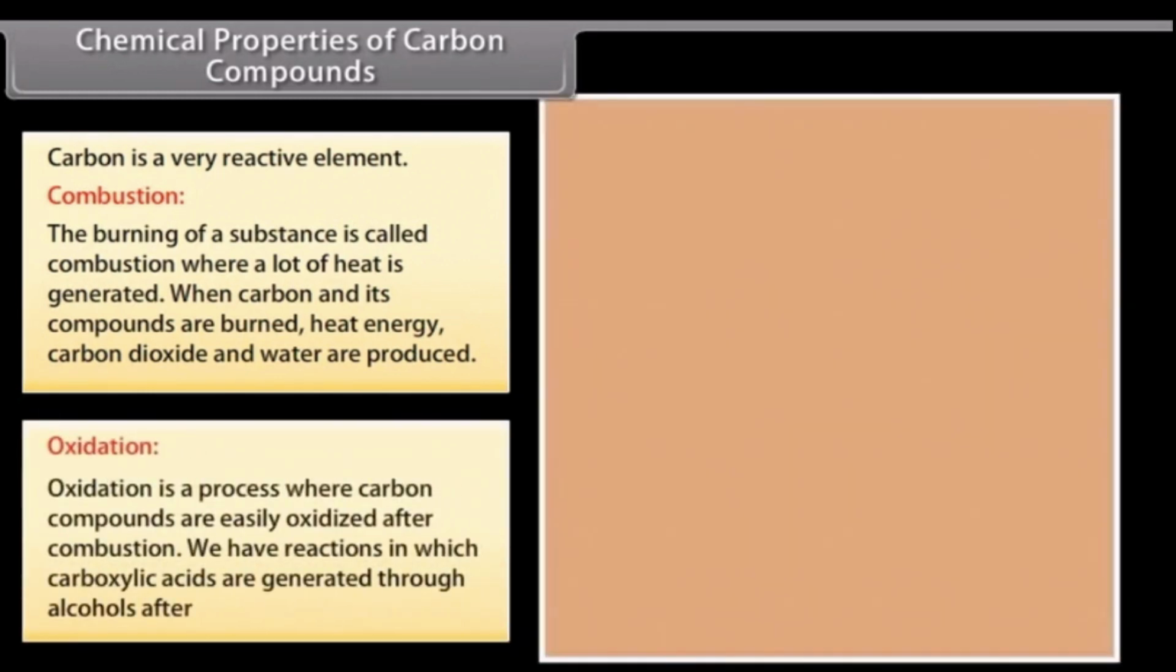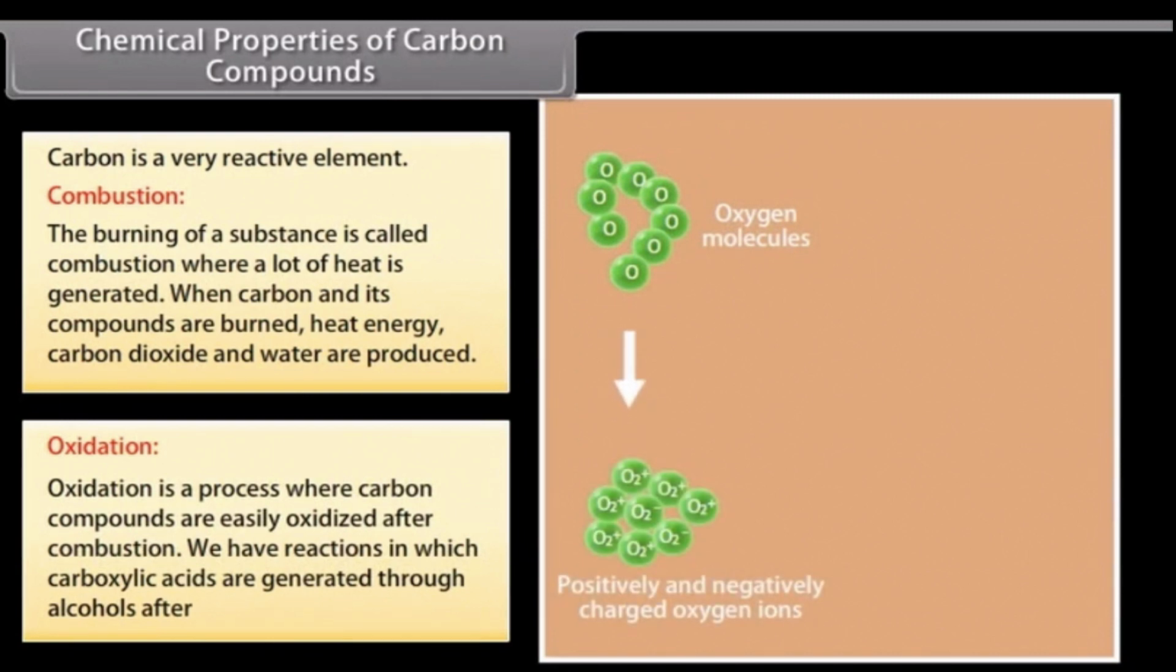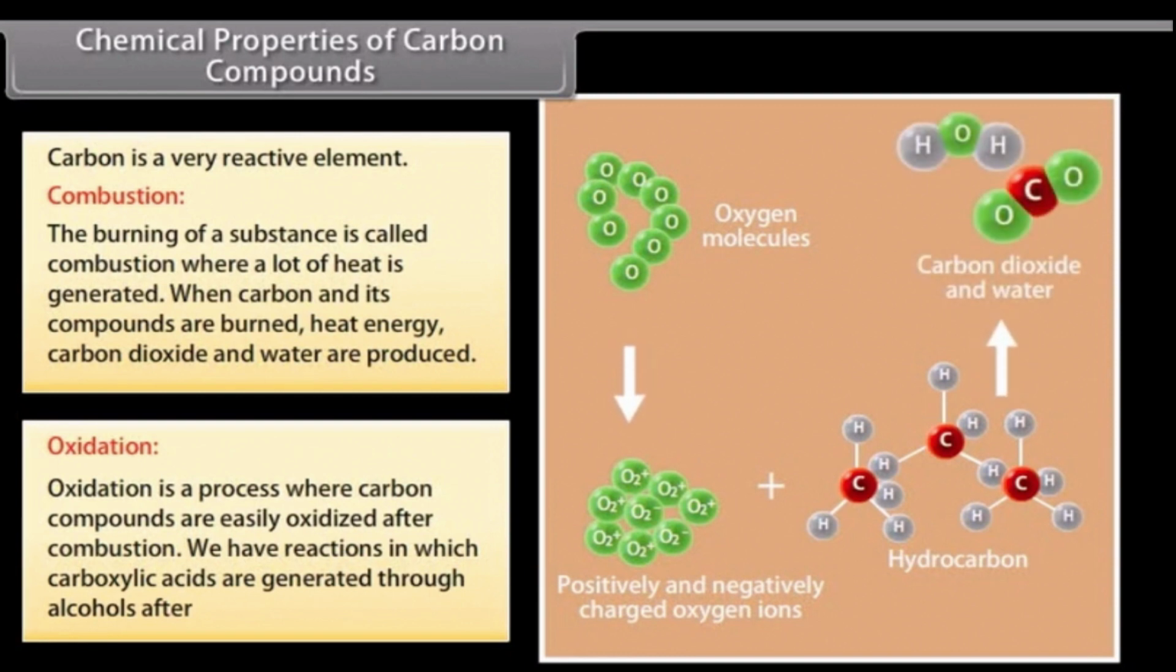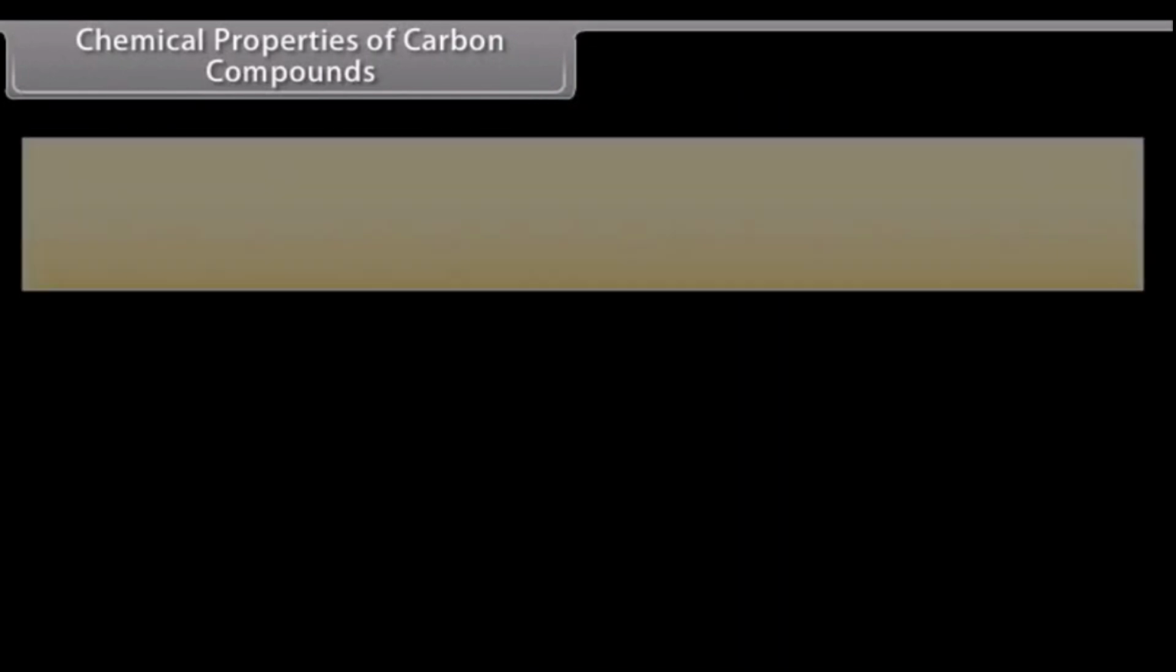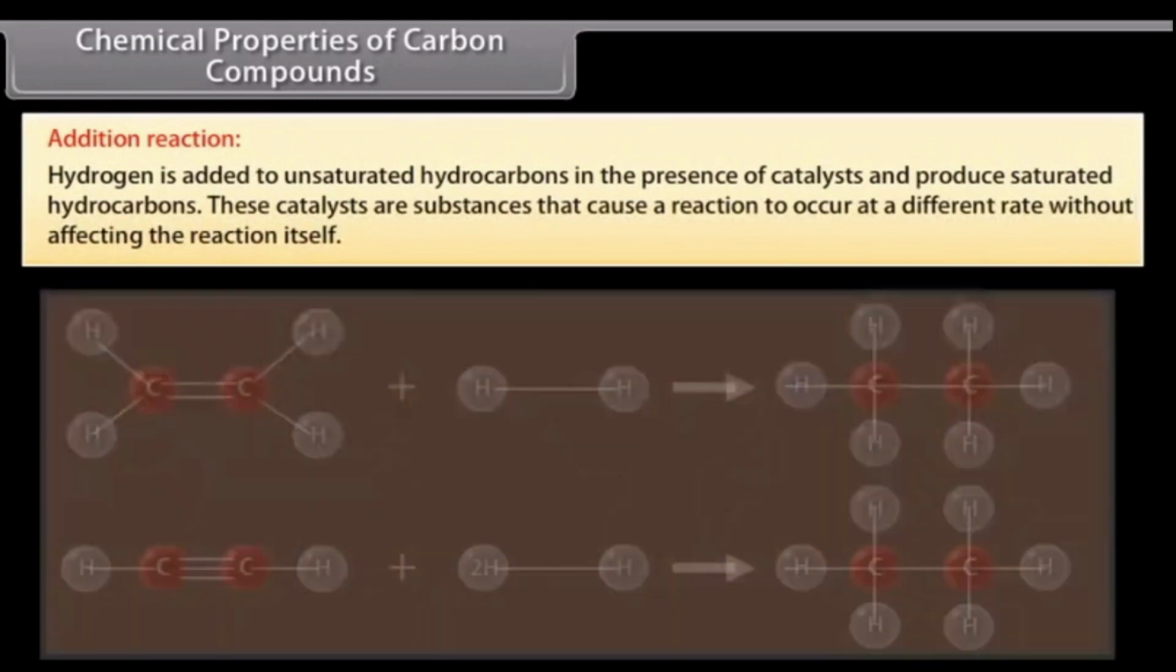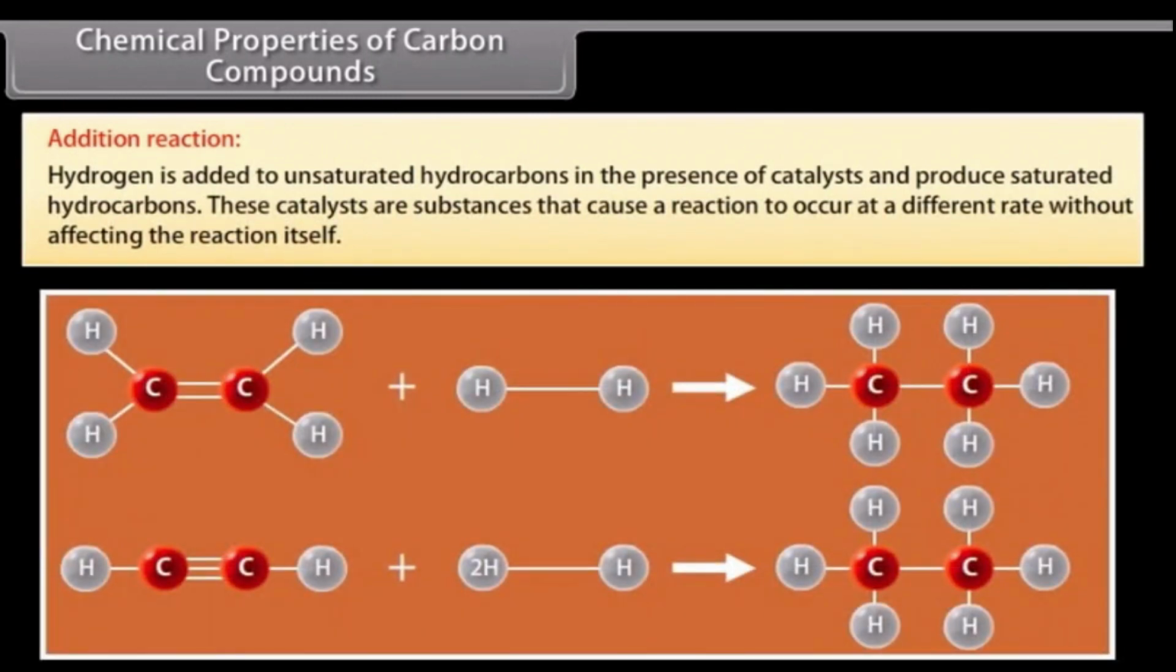Oxidation. Oxidation is a process where carbon compounds are easily oxidized after combustion. After complete oxidation, additionally, we have reactions in which carboxylic acids are generated from alcohols. Addition reaction. Hydrogen is added to unsaturated hydrocarbons in the presence of catalysts and produces saturated hydrocarbons. These catalysts are substances that cause a reaction to occur or proceed at a different rate without affecting the reaction itself.